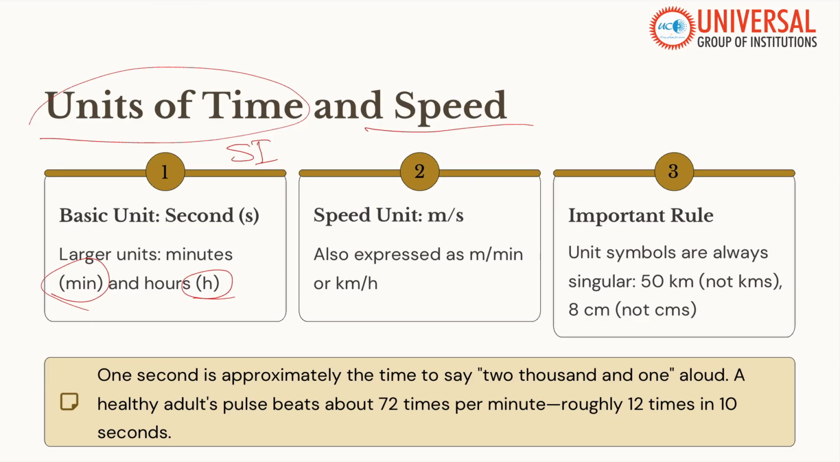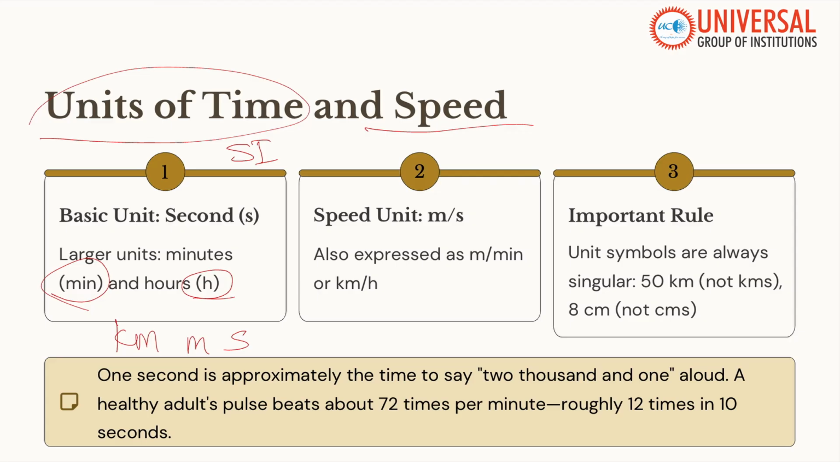It is important to remember that unit symbols are always written in singular form, such as kilometer, meter and second, and not as kilometers or seconds. It should always be written as singular. So the SI symbols or SI units should always be written in the singular format.